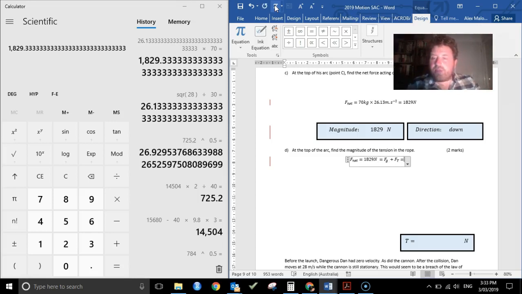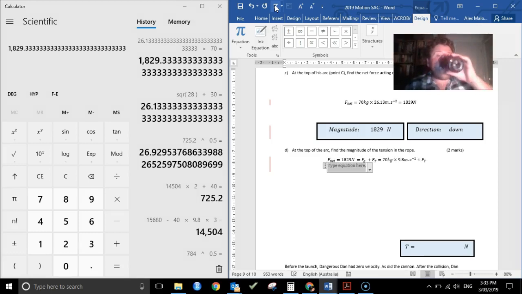If they were in different directions, then we'd have to work out which ones are negative and which ones are positive, but they're all pointing in the same direction, so we can be pretty sloppy about it. We can replace Fg with mg, so that's 70 kilo times 9.8 plus Ft, right? And then we can solve for Ft. Ft equals 1829 newtons minus 9.8, 1143.